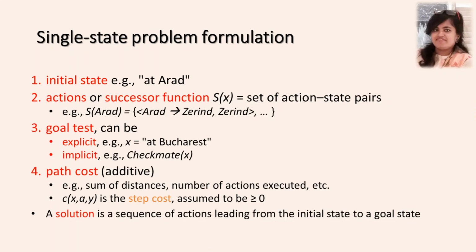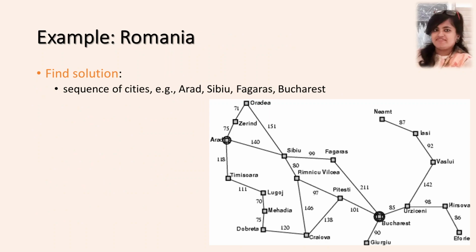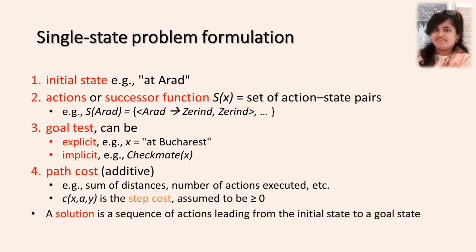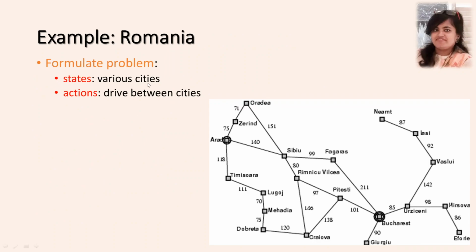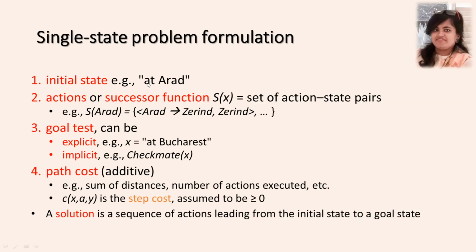So this is a single state problem formulation. Why single state? Currently we can be in only one particular state. Suppose you are in any city, say Timisoara. If you are in Timisoara, you cannot be in any other city. You can be in one particular city at one particular time. So it's a single state. The state here is the cities. So this is a single state problem.